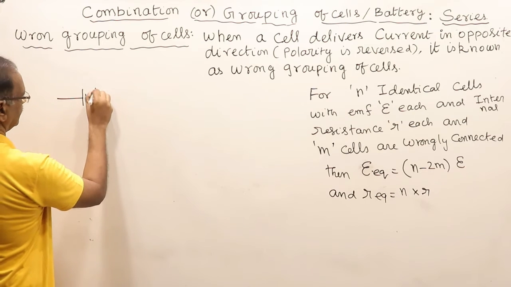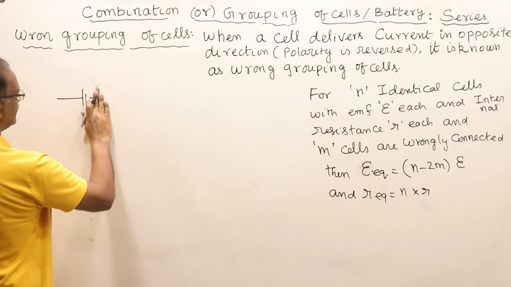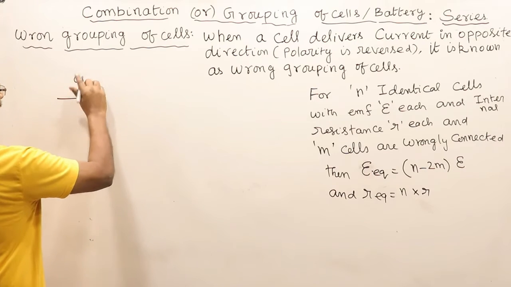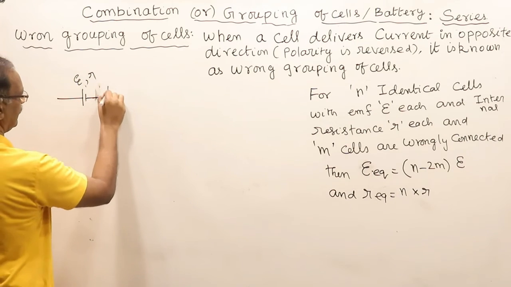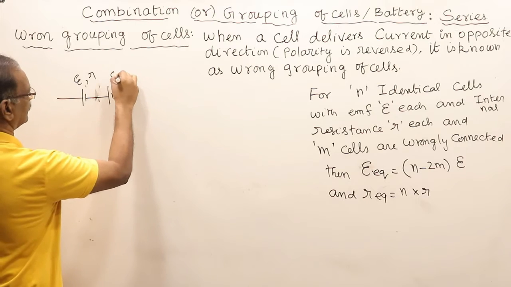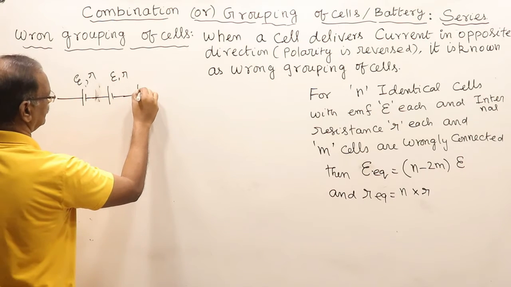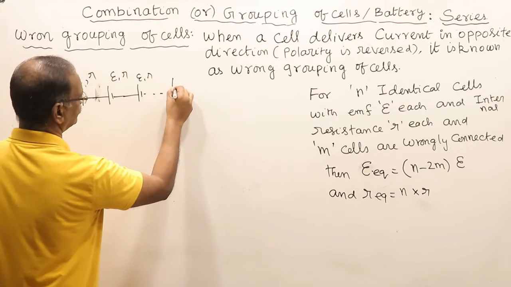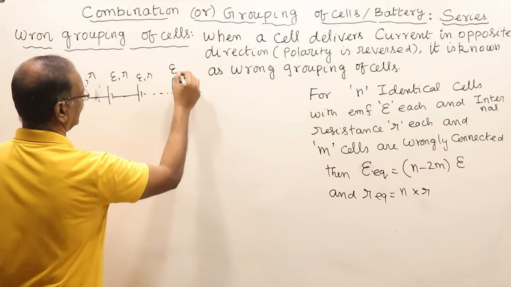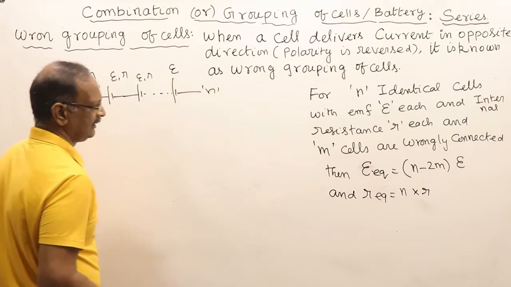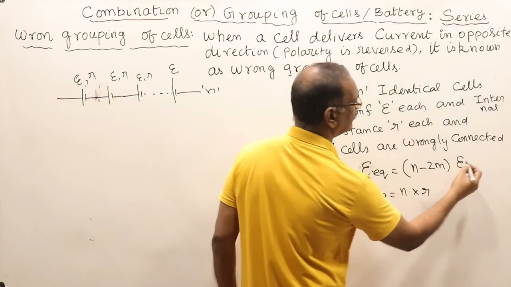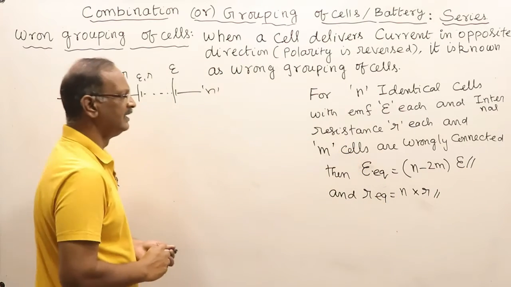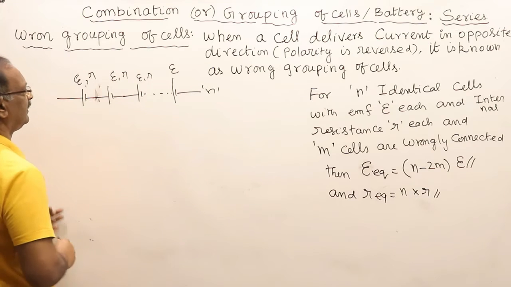There are n cells, each with EMF E and internal resistance R, up to n. In that case, the equivalent EMF and resistance are given by these expressions. Let us take an example for 5.